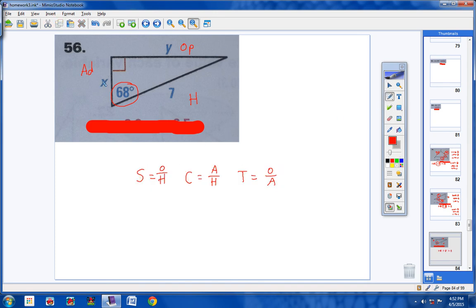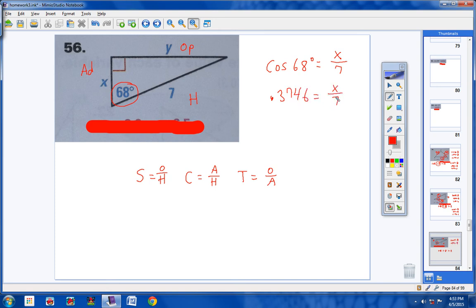Okay, we're going to solve for x first. So x is your adjacent side. And what's the side that I know? My hypotenuse side. I know is 7. So which trig function has adjacent and hypotenuse? Cosine does. So we're going to solve for x first by using cosine. Cosine of 68 degrees equals adjacent over hypotenuse. Now cosine of 68 is an actual number, and the cosine of 68 is 0.3746.